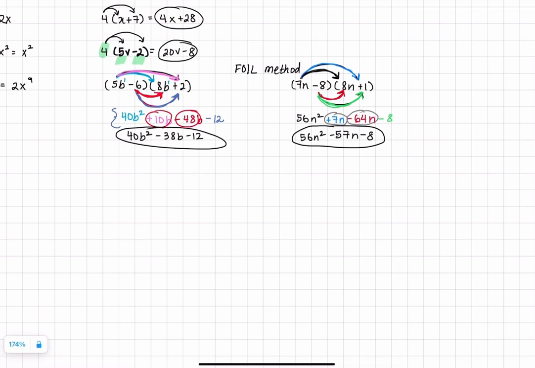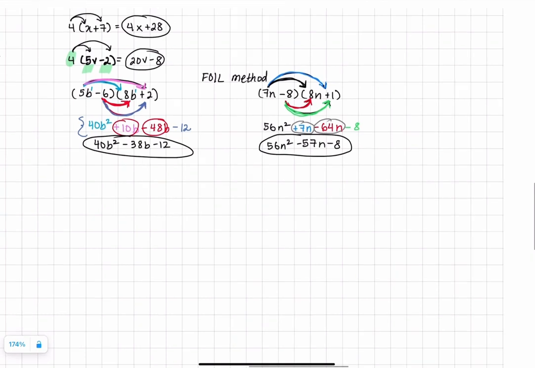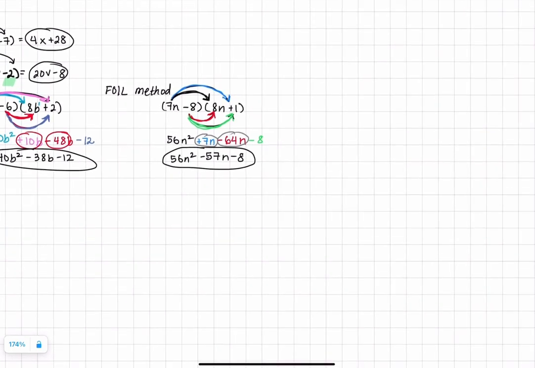So that's our final answer. So let's say we had multiple terms. Instead of having a binomial, let's say we had a trinomial on one side, something like 4b minus 2 times 5b squared minus 2b plus 2. Well, the FOIL method can get a little out of hand, or you just have to be really organized.